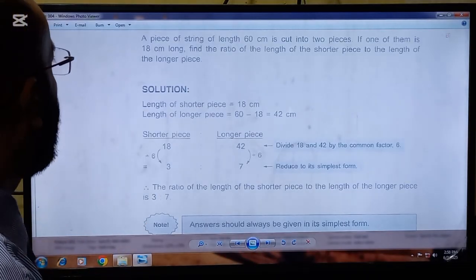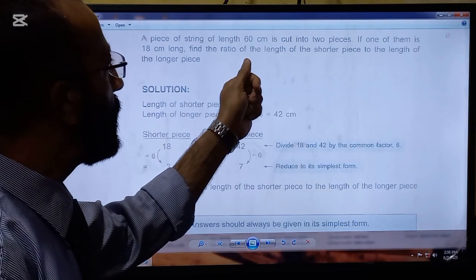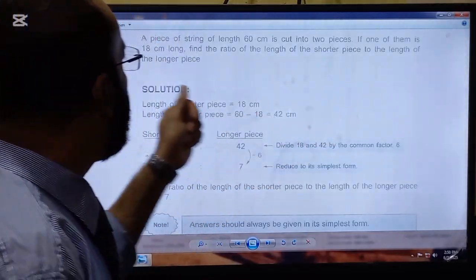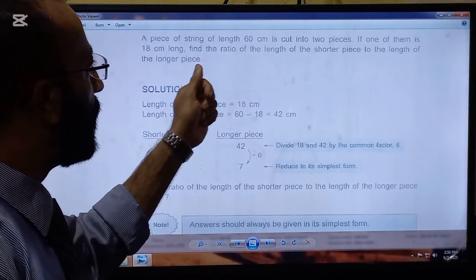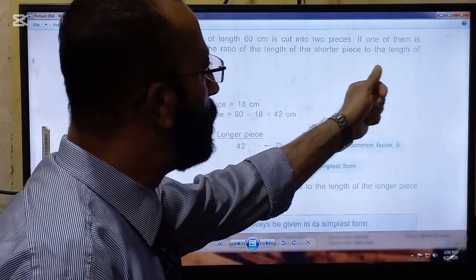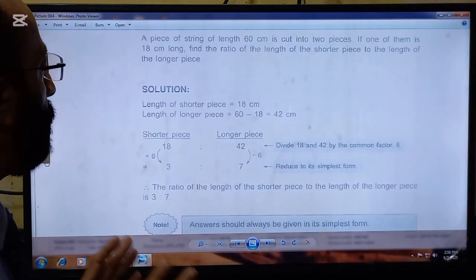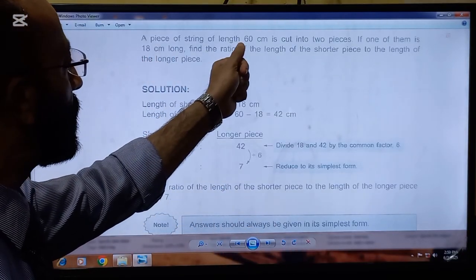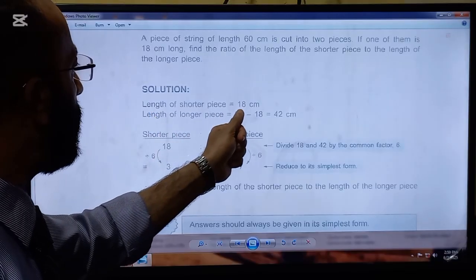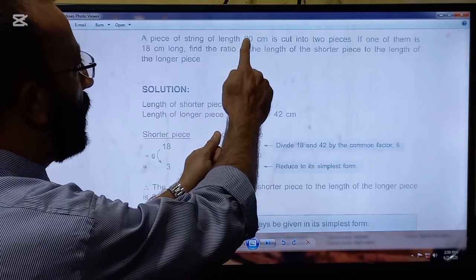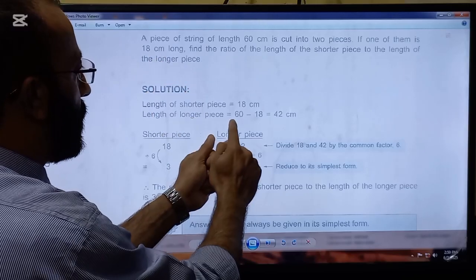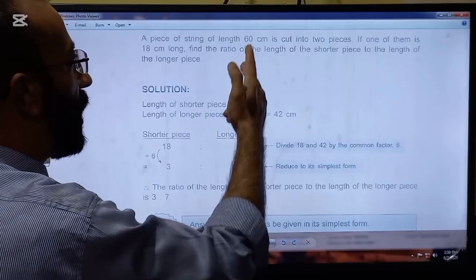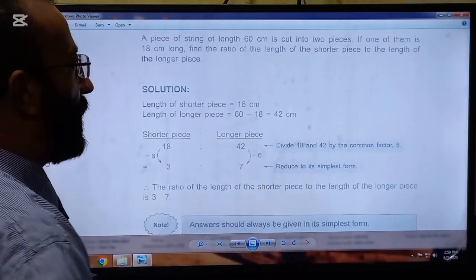Here is a question. A piece of string of length 60 centimeter is cut into two pieces. If one of them is 18 centimeter long, find the ratio of the length of the shorter piece to the length of the longer piece. Okay, first we will find the length of the second piece, because first piece is given and total length is given. So length of the shorter piece is 18 and length of longer piece is total minus this piece. So 60 minus 18 will be equal to 42. So these are the lengths of the two pieces which are cut from this longer piece.